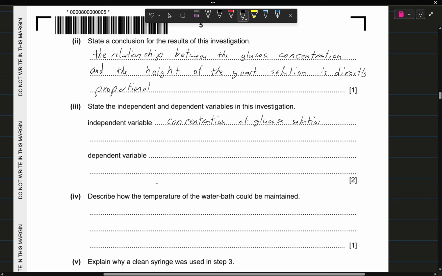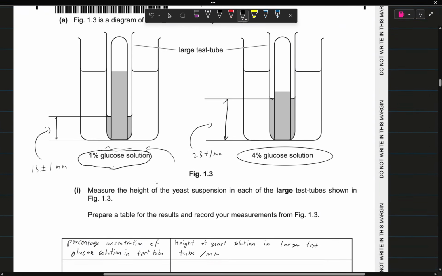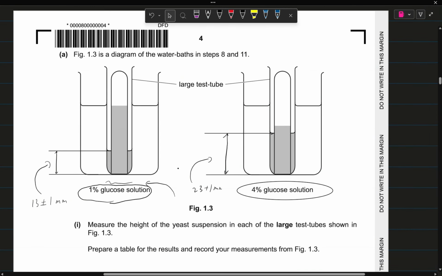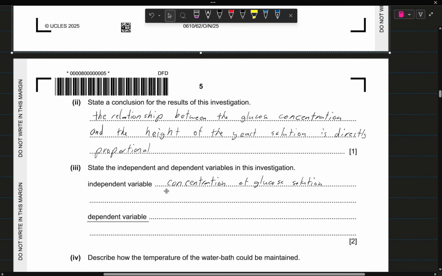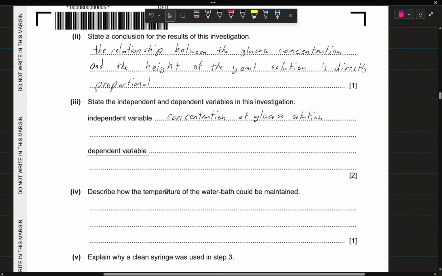Okay, now as we're done with that, we should go to the dependent variable, which is the one that we measured. Now, after we have altered the concentration, we have measured what? We have measured this length over here, the height. So the dependent variable will be the height of the yeast solution in the larger test tube.